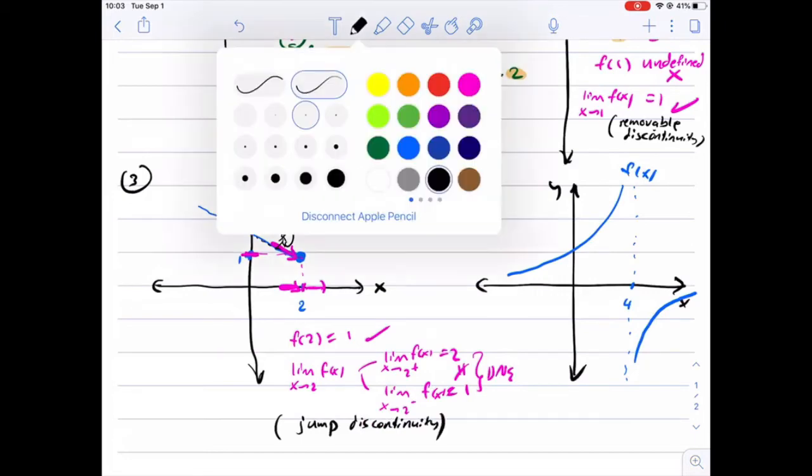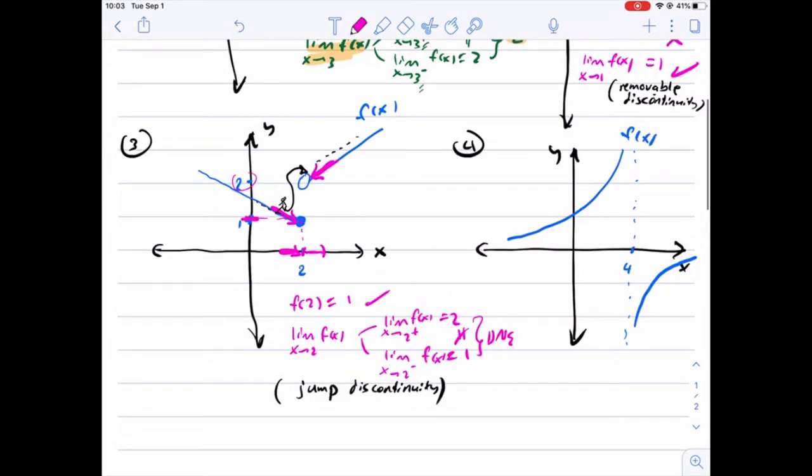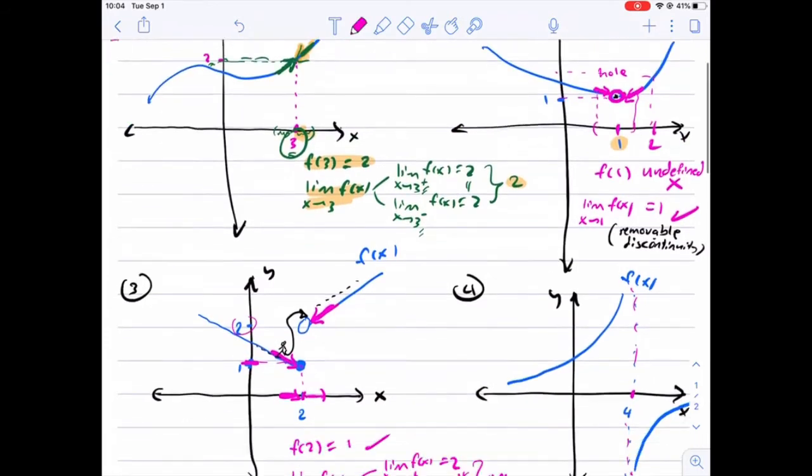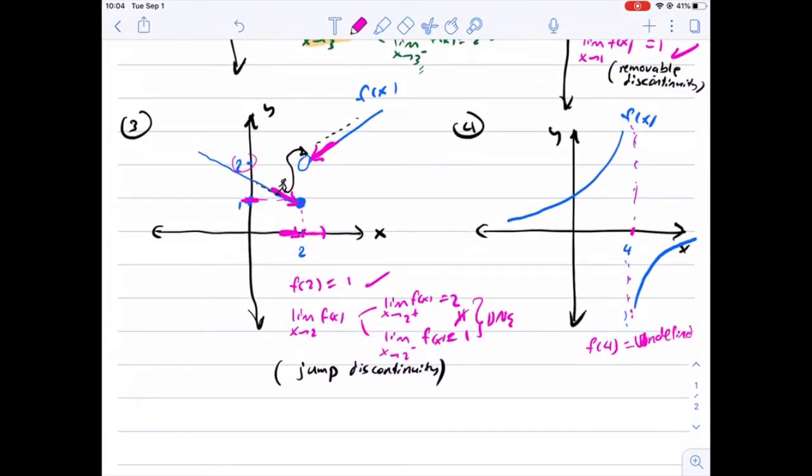Now the last type of discontinuity appears in figure 4. What is the value of the function at 4? It's discontinuous, because by just looking at the graph it's disconnected. Now what is the value of the function at 4? We don't have an image, so look at the function here, we don't have an image, so this is undefined, and that means it's discontinuous. If one of these conditions is not satisfied, that means the function is discontinuous.